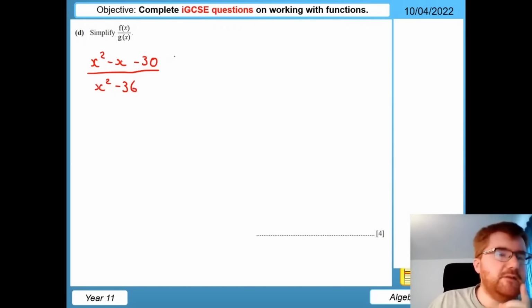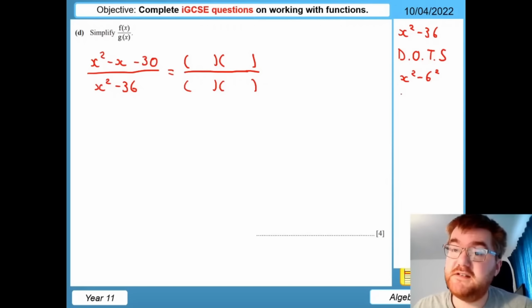So the first thing we see here is that we have quadratics in both, so we want to try and put them into brackets, and then we hope that something will simplify as we go through. Now if we look at the bottom one here, x squared minus 36, this is a special form of quadratic known as difference of two squares, or DOTS as I like to call it as well. And what this means is that both of these are square numbers. x squared is a square number and 36 is equal to 6 squared. And this has a very special factorization that you need to learn for the iGCSE course.